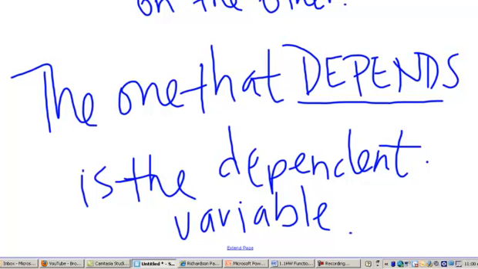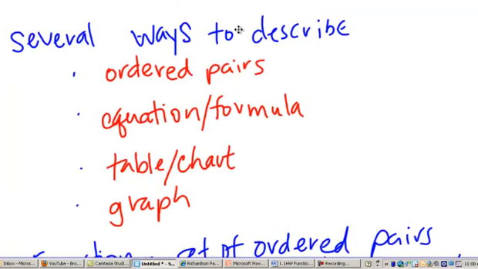Okay? Moving on. Next page. We are talking about the different ways to describe relationships. Okay? There are 4. Ordered pairs, equation or a formula, table and chart, and a graph. And there's more than 4, but these are the main 4 that we will be using.